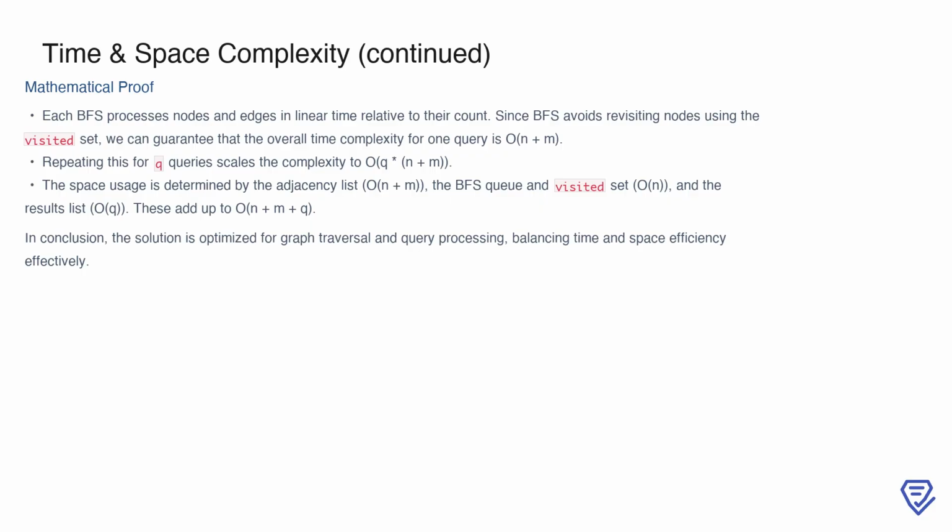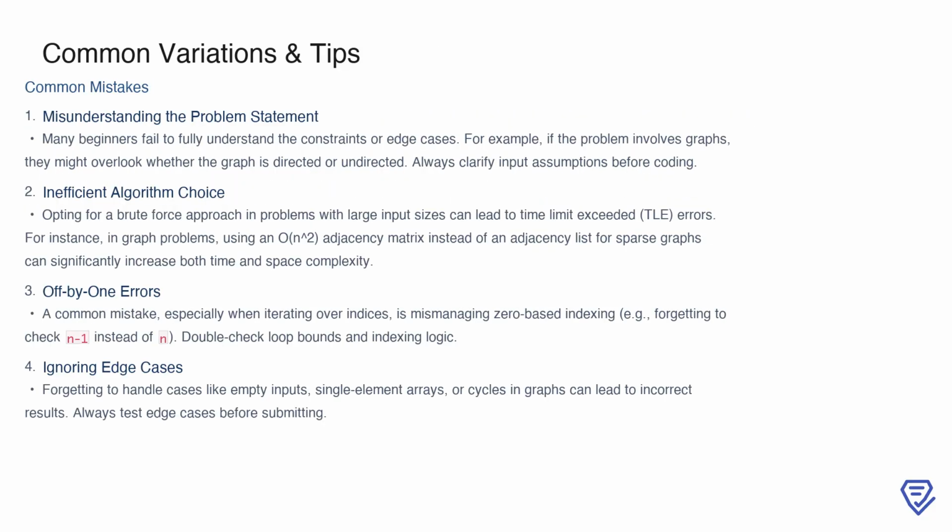These components combine into an overall space complexity of O(n plus m plus q). This balance of time and space efficiency makes the solution well suited for handling graph traversal and query processing tasks, even at scale. When tackling problems, it's important to avoid some common pitfalls that can derail your progress.